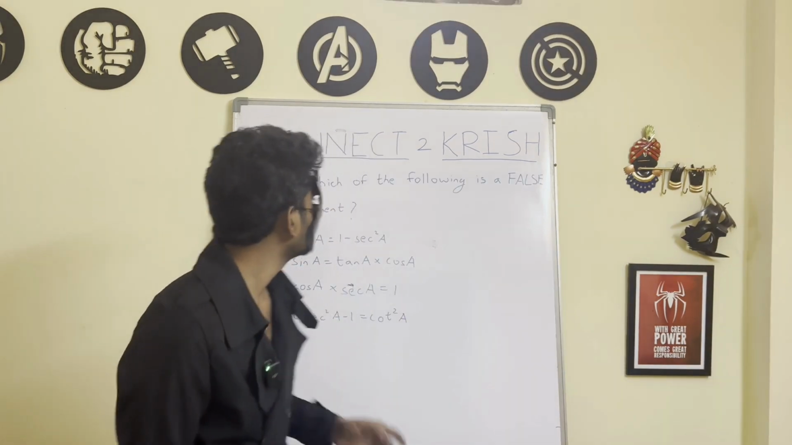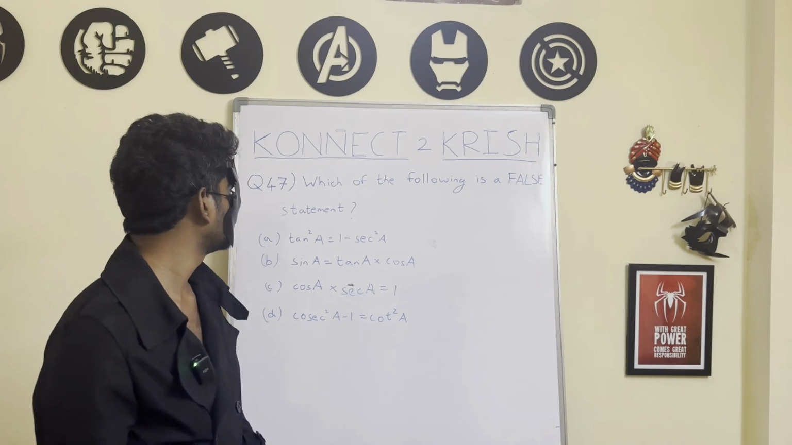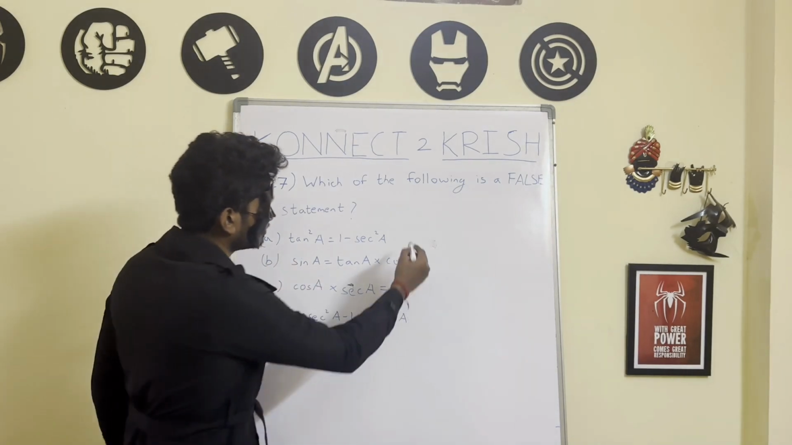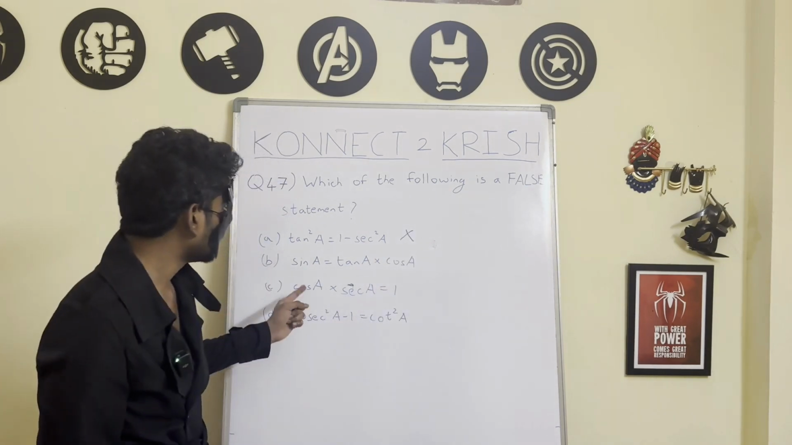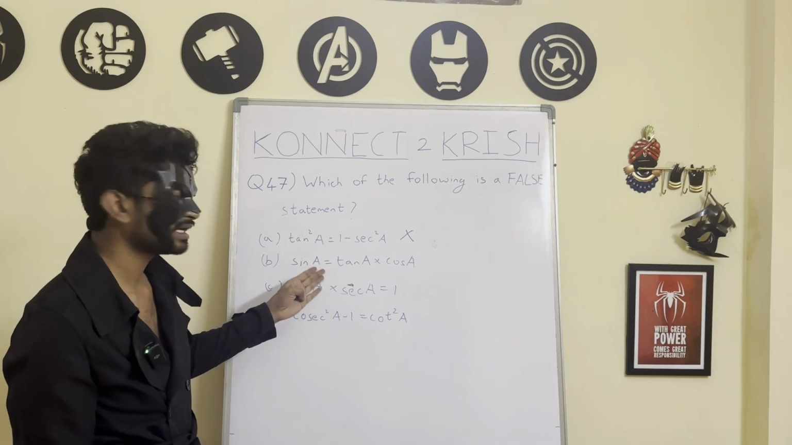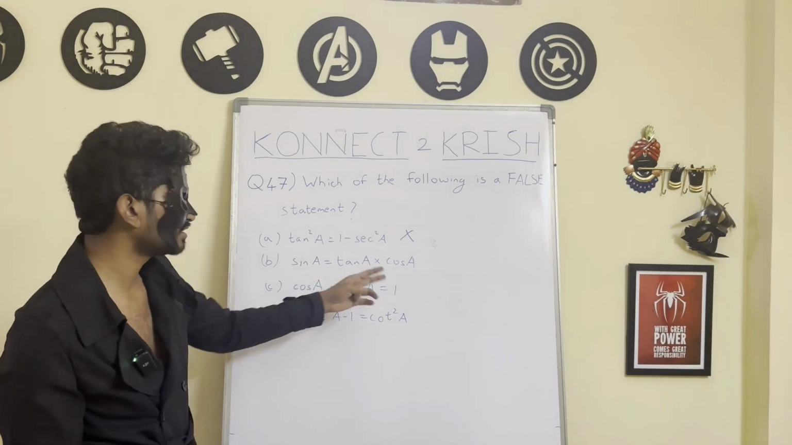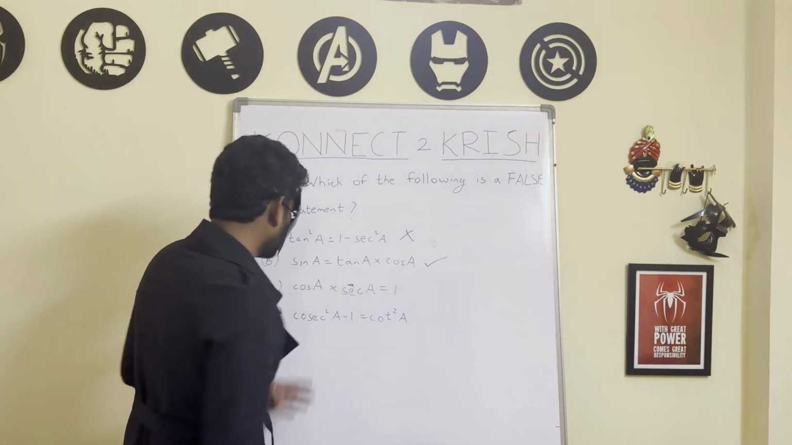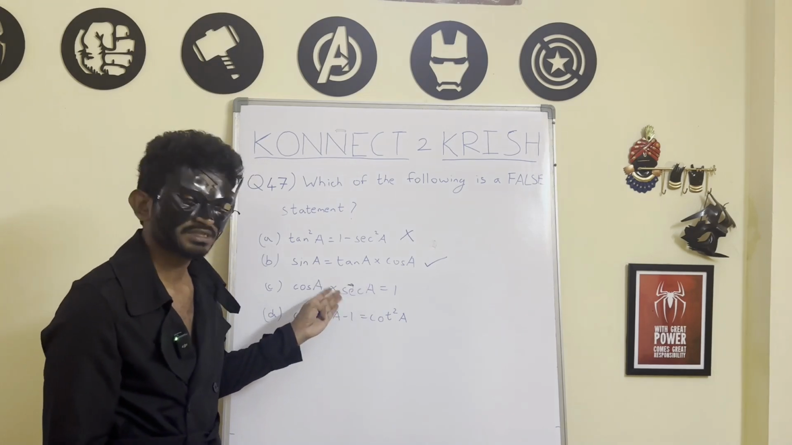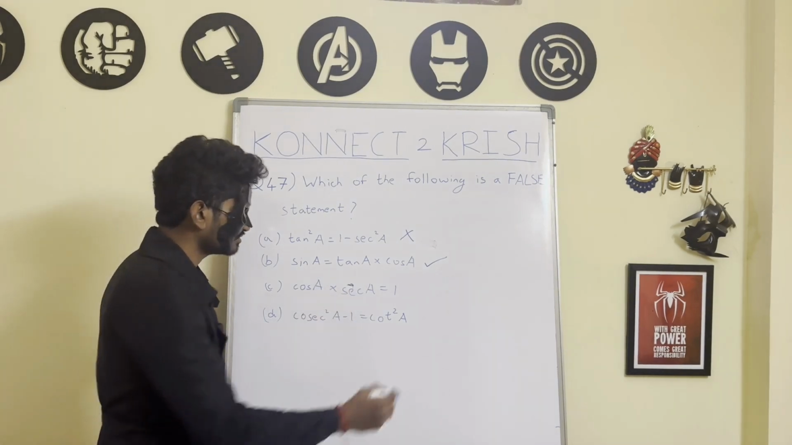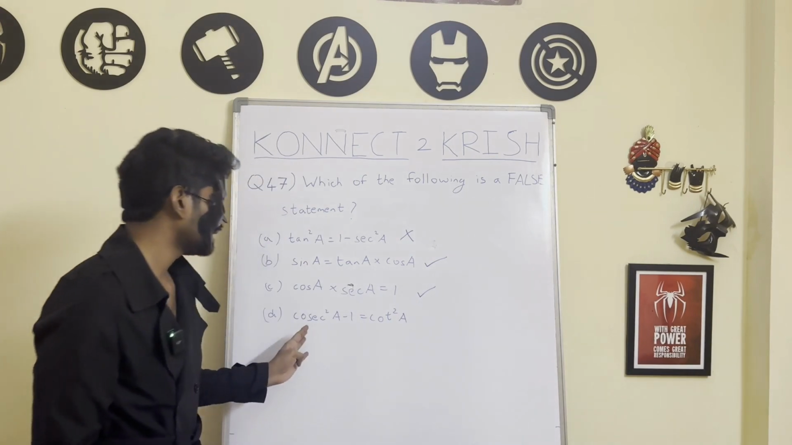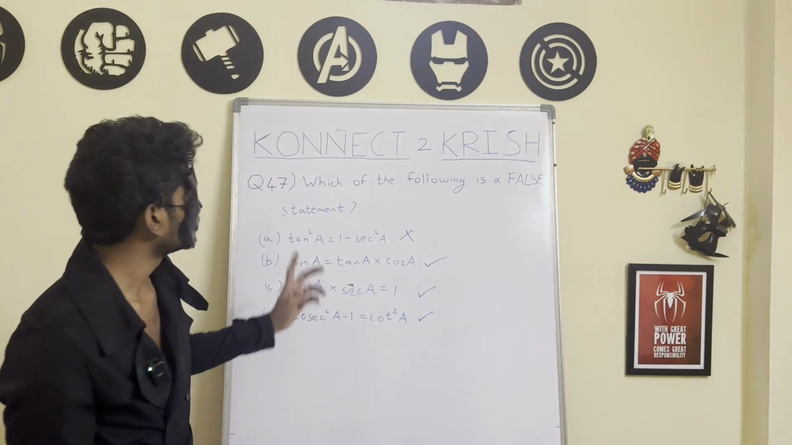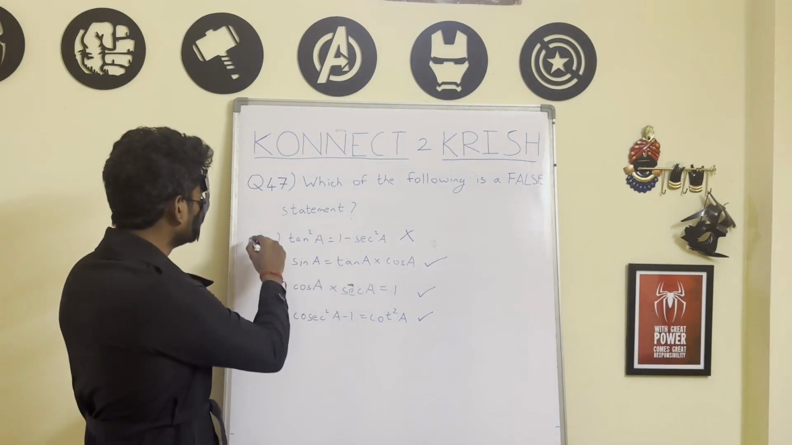So superhumans, the next question is, which of the following is a false statement? Tan square A equal to 1 minus secant square A. This is wrong. Sin A is equal to tan A into cos A. We can write tan as sin by cos, and cos will get cancelled. So this statement is right. Cos A into secant A is equal to 1. It is right because secant A is nothing but 1 by cos A. So this is also right. Cosecant square A minus cot square A is equal to 1. Already learned the identity. So the answer to this question is A.